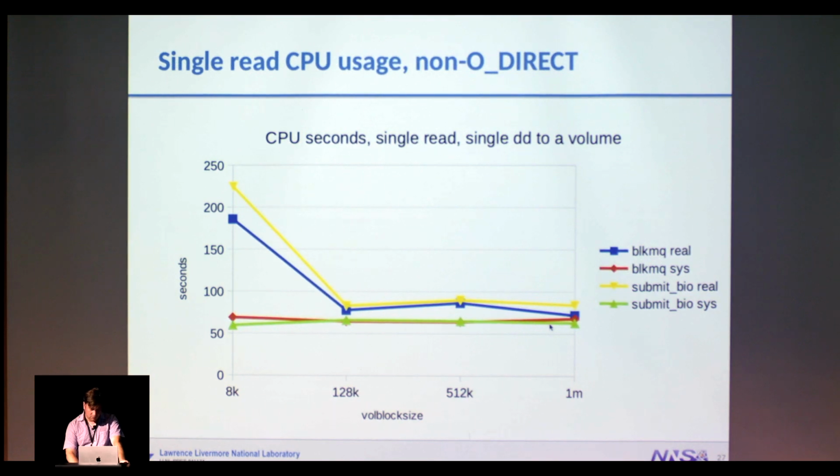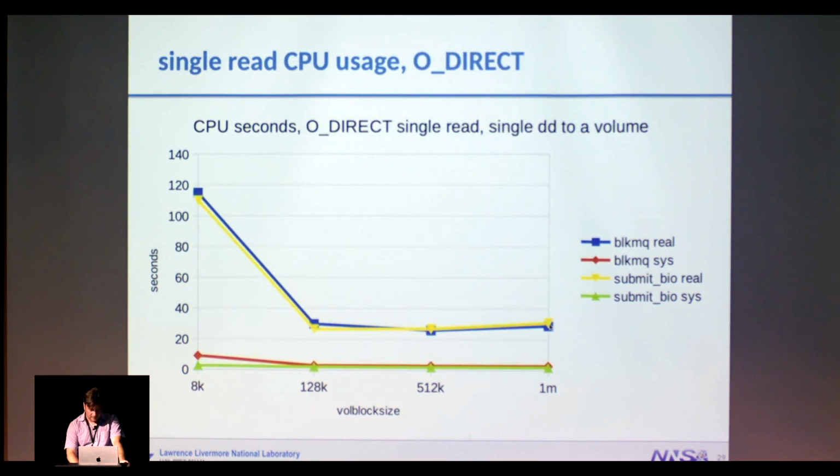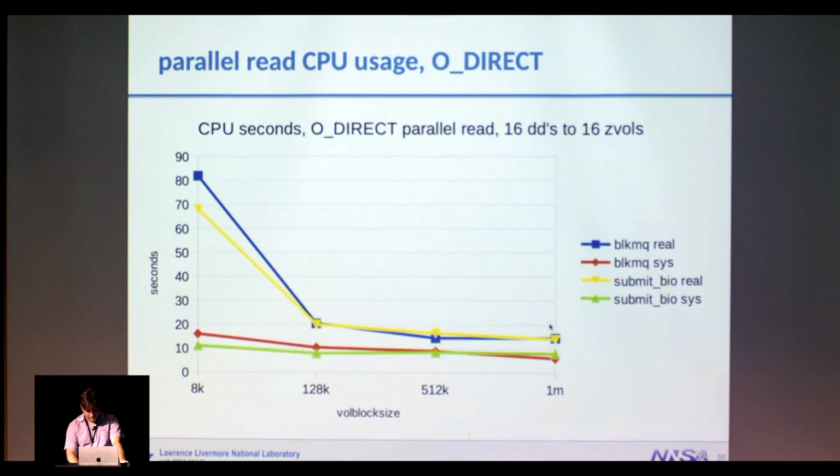Looking at single reads, non-ODirect, block multiqueue was a little bit faster at 8K, which we knew, and about the same amount of system time. And rounding it out, parallel reads, non-ODirect, basically the same. Single reads with ODirect, basically the same. Parallel reads with ODirect, block multiqueue is a little bit slower for the 8K block size.